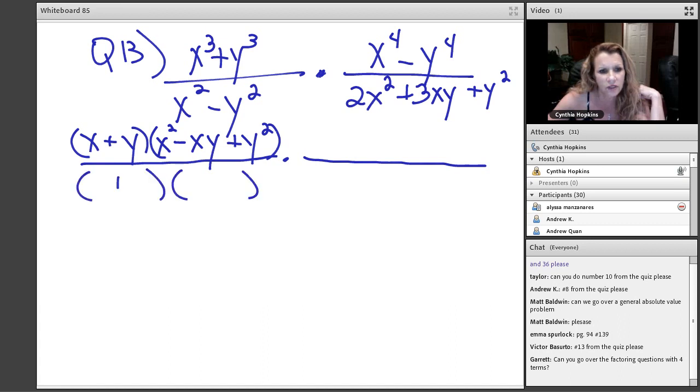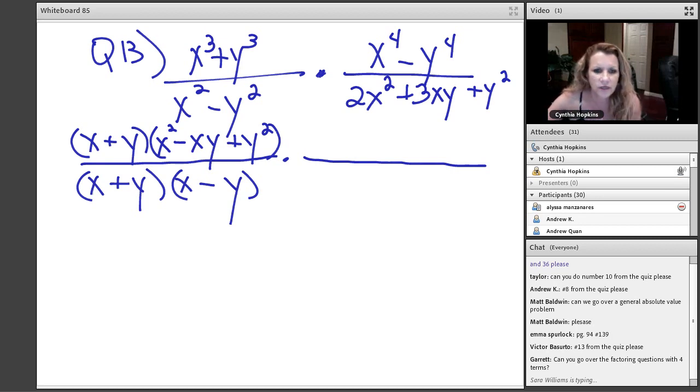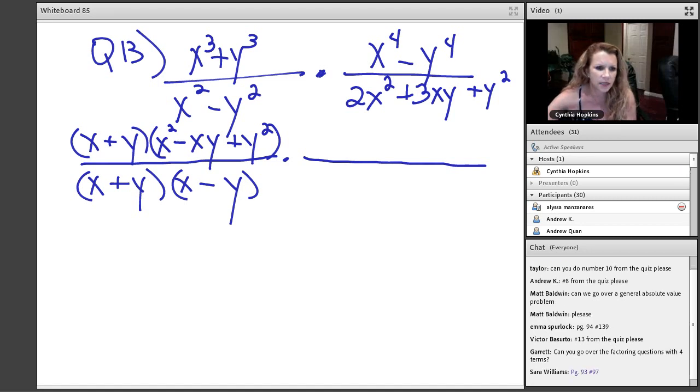Okay, denominator of that first fraction, I see a difference of two perfect squares. So that's going to factor into the sum and the difference of their square roots. You get x plus y times x minus y. All right, numerator of the second fraction, I see a difference of two perfect squares. Let me switch to red, and just above that x to the fourth minus y to the fourth, I'm going to do the first factorization. So it's the sum and the difference of their square roots. So you get x squared plus y squared, and then x squared minus y squared.